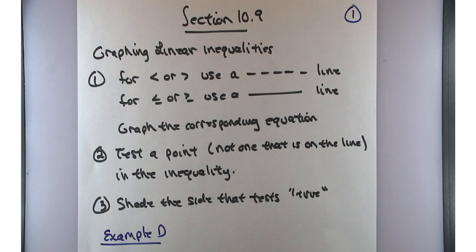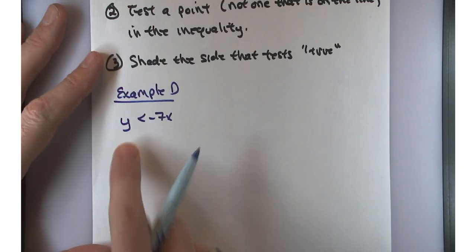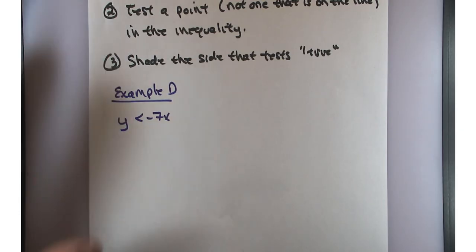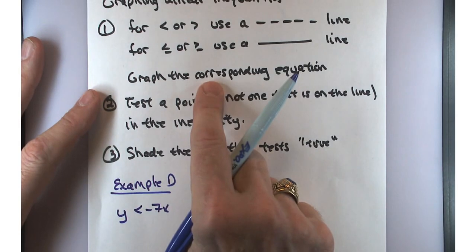So good morning. Section 10.9 is going to talk about graphing systems of linear inequalities. We're going to start out by just graphing regular linear inequalities, get used to graphing those, and then we'll step it up a little bit and start talking about systems of inequalities. As far as graphing linear inequalities, that's going to be stuff like example D here, where we've got y is less than negative 7x. The way I suggest you start this is by first graphing the corresponding equation.